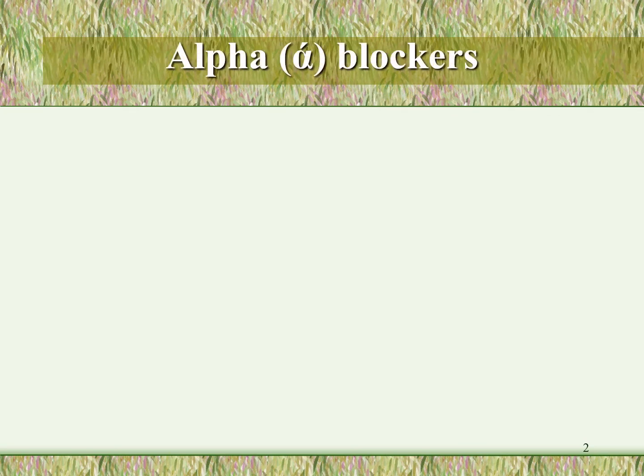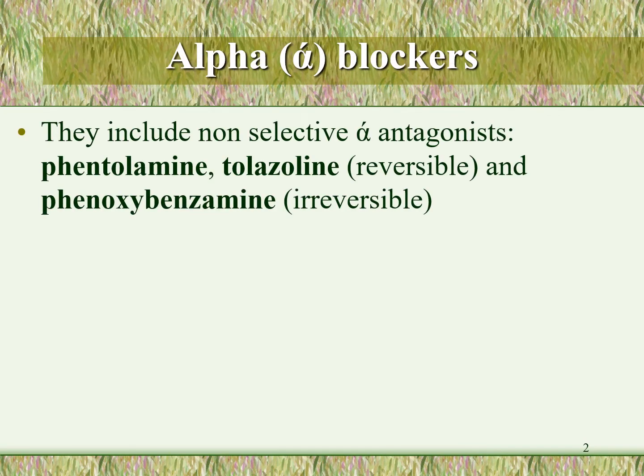First, we will talk about the alpha blockers. Alpha blockers include non-selective alpha antagonists, which can block both alpha 1 and alpha 2 receptors. These drugs include phentolamine and tolazoline. Both of these drugs are reversible. They can bind to the receptor and easily be removed from the receptors, especially if there is an agonist, competitive antagonist, such as atropine with acetylcholine on muscarinic receptors.